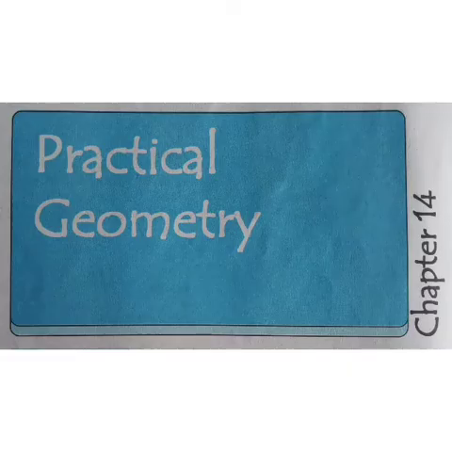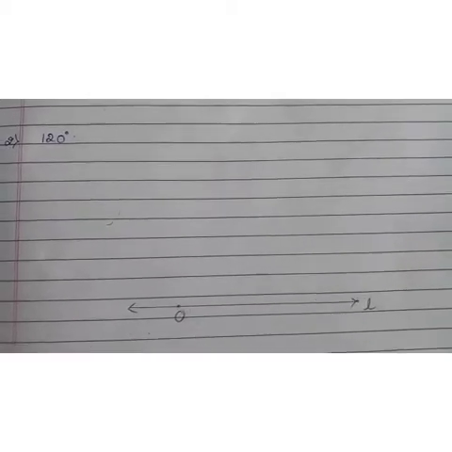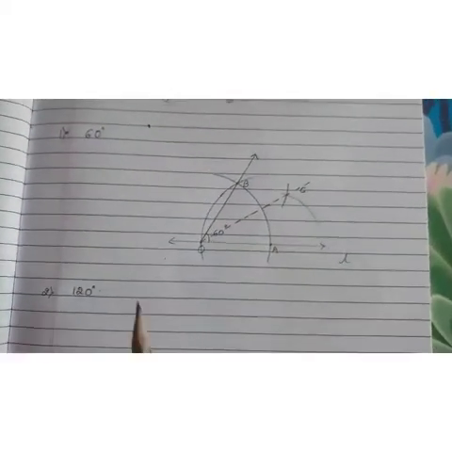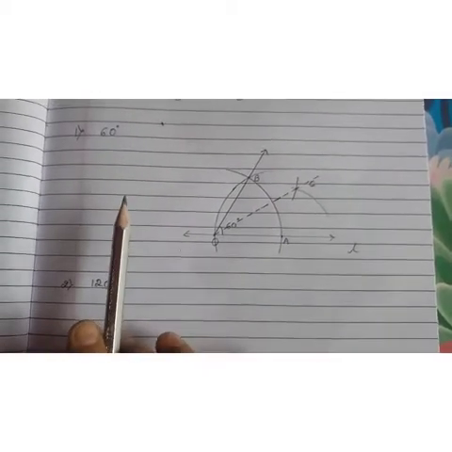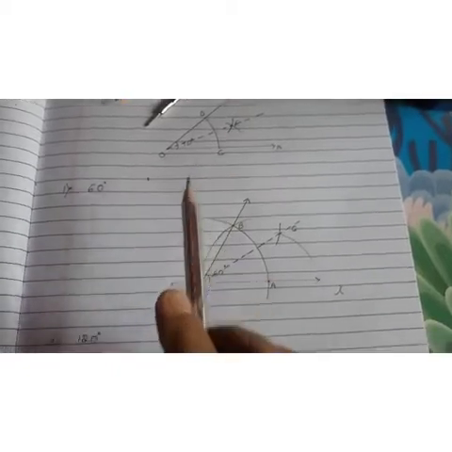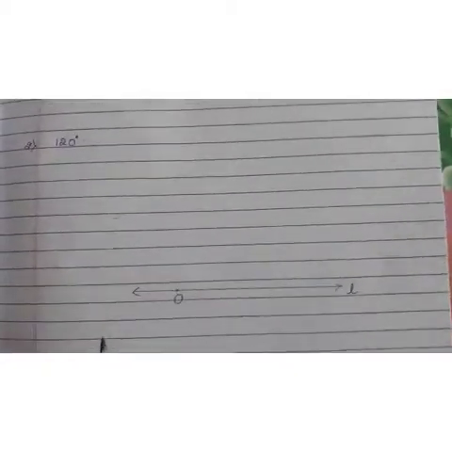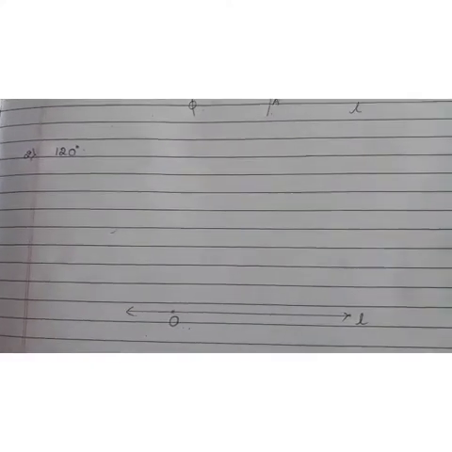So children, today let us continue with our chapter 14 practical geometry. So children, let us start with the chapter. I hope you all have practiced and enjoyed the construction. In the last video I had shown you how to construct an angle, copy of an angle, bisector, how to construct 60 degrees angle. Now I will be showing you how to construct 120 degrees angle.